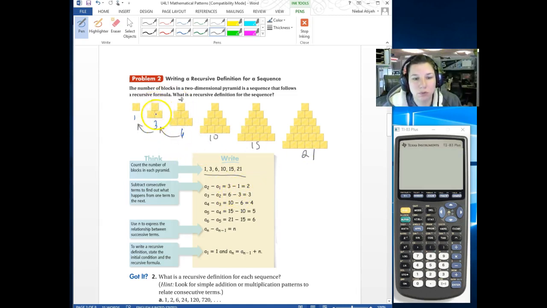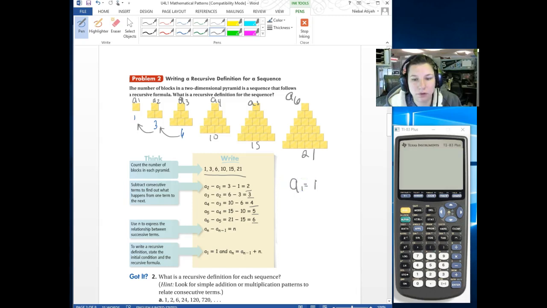How did we get to the second term? They did the second term minus the first one, and the difference between them is 2. Then they look at the third term. Here's A1, A2, A3, A4, A5, A6. The third term minus the one before it is 3. The fourth term minus the one before it is 4, then 5, then 6. And then there are some important pieces you want to know.